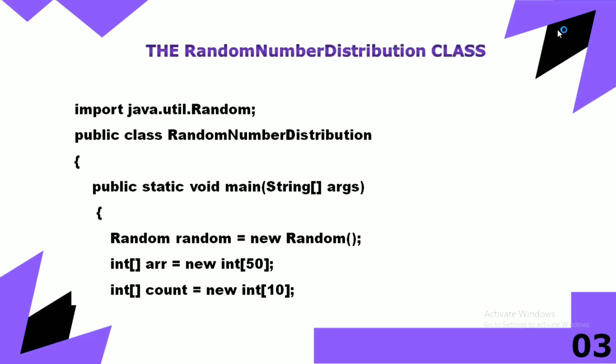We initialize two arrays: arr, with a size of 50, to store the 50 randomly generated numbers, and count, a variable of type array with a size of 10, to keep track of the number distribution in each range.